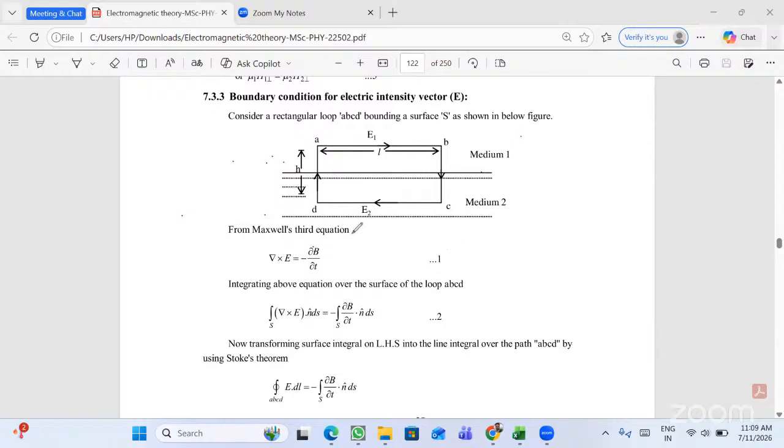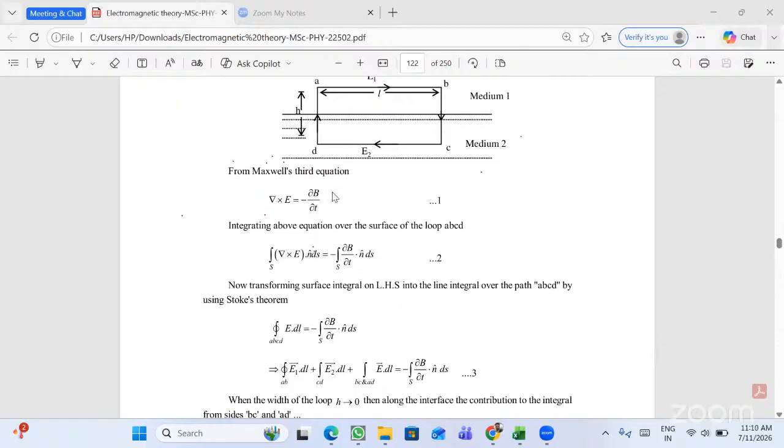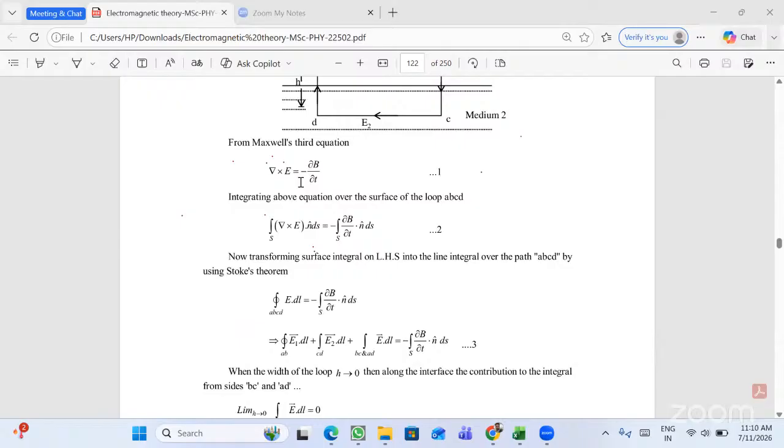we are going to take Maxwell's third equation into consideration. Understand? So here you should note down that the length of this will be L and the height of this will be H. The third Maxwell's equation we have taken, that is del cross E is equal to minus dou B by dou t. Now, what we have to do is apply the surface integral to this. That is the surface integral of del cross E dot n ds, and on the RHS minus the surface integral of dou B by dou t dot n ds, where n is nothing but the unit vector.